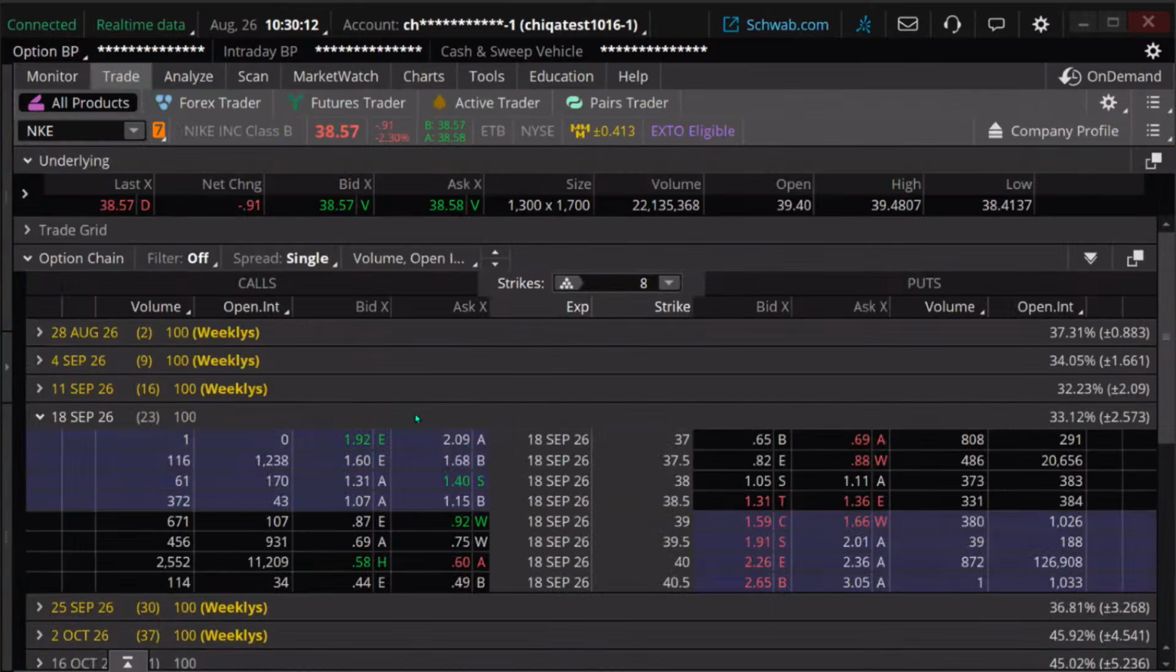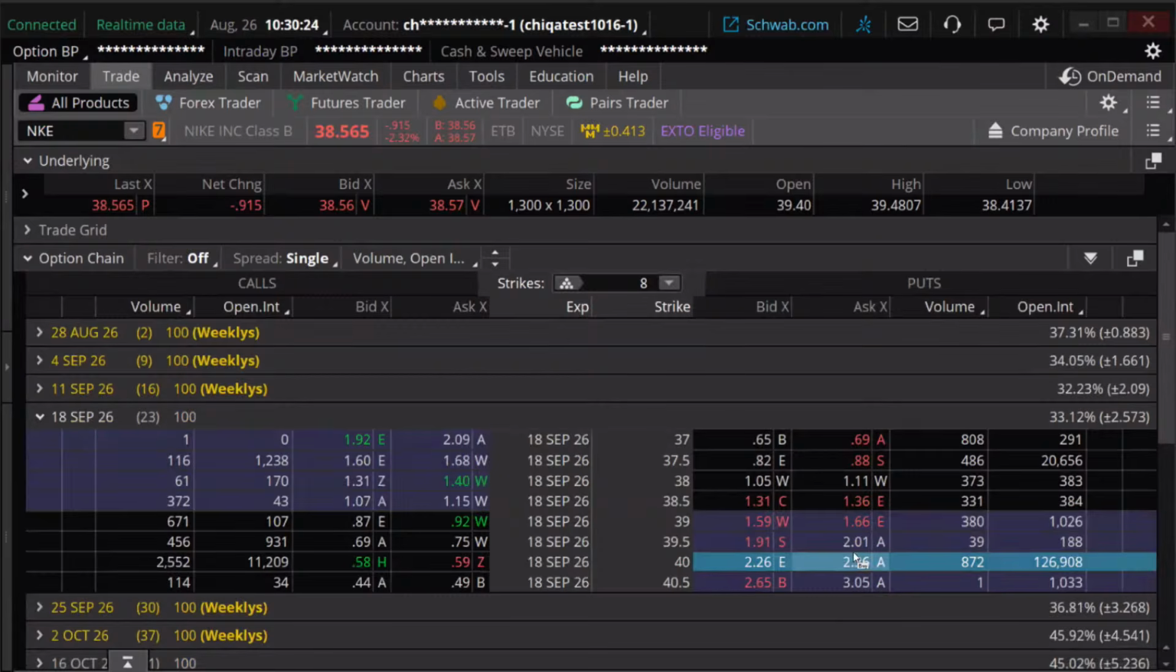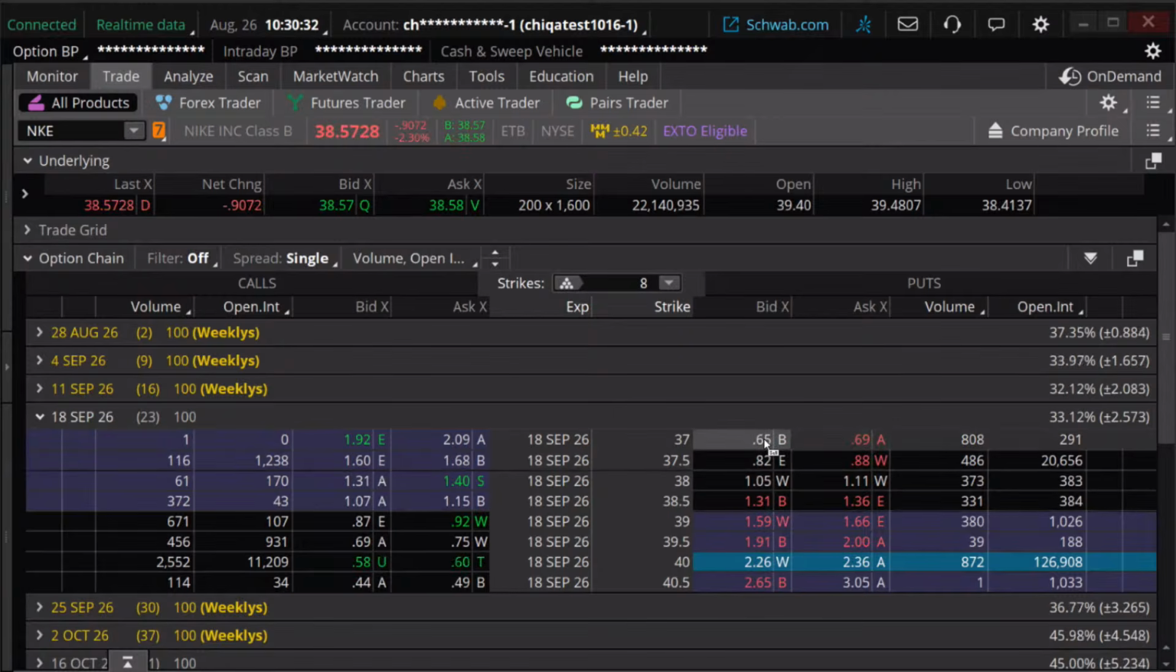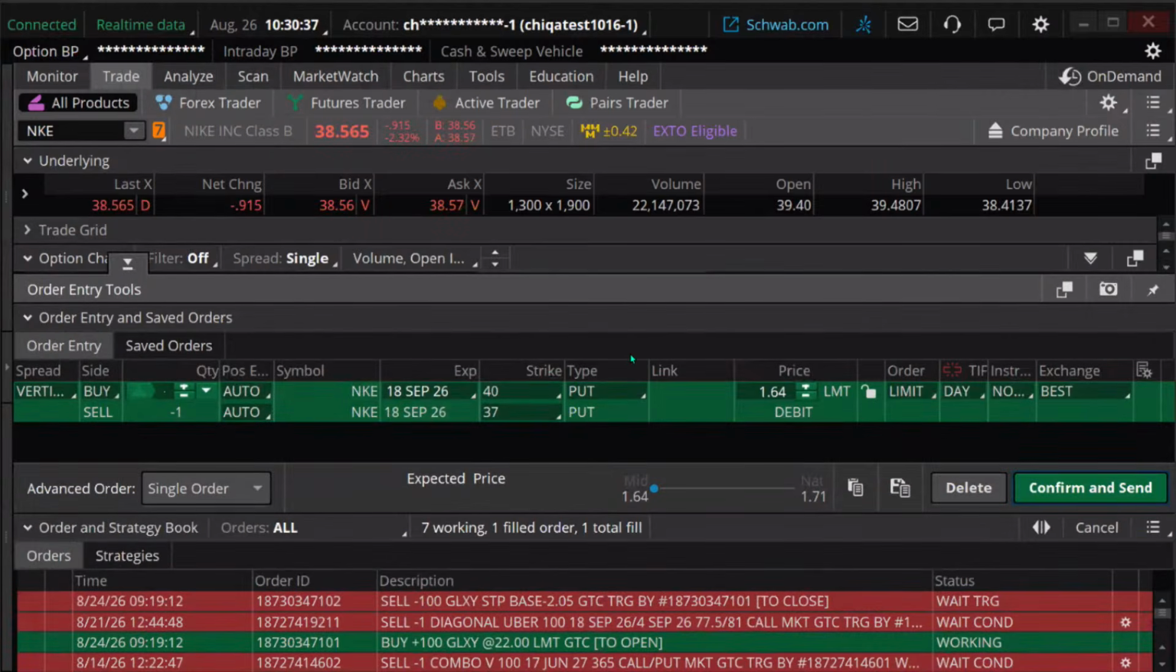So let me go to the trade tab. And here's my 40. This is going to be my long contract. I'm just going to click on it. And I could go down here. I can go all the way down if I want to 37. Double check the bid-ask spread on that. I'm going to hold down my control key on that one. And there's our long put vertical.